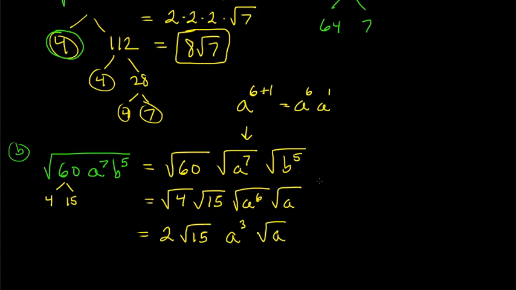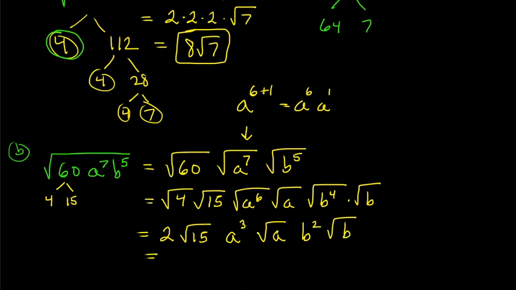And you could do the same thing with the square root of b to the 5. It's going to be the square root of b to the 4 times the square root of b to the 1, because 4 plus 1 is 5. So I don't need the 1 there. And the square root of b to the 4 is just b to the power 2 times the square root of b.